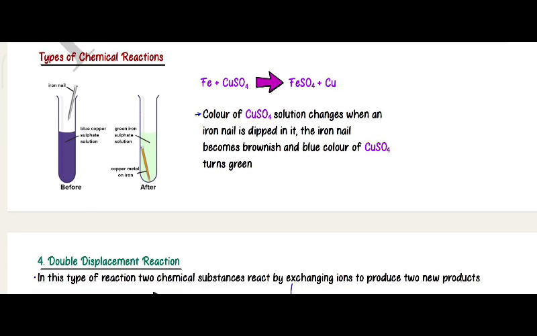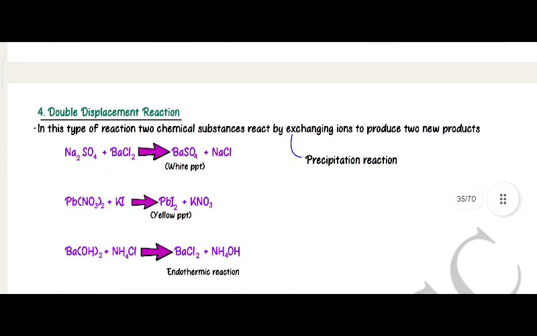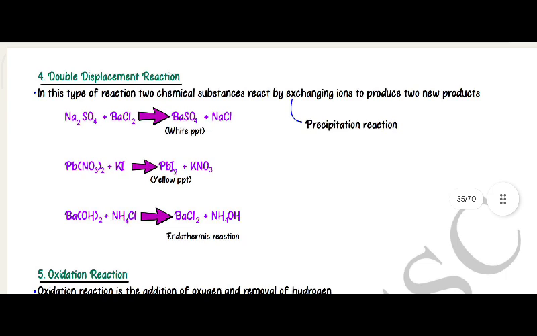Color of copper sulfate solution changes when an iron nail is dipped in it. The iron nail becomes brownish, and the blue color of copper sulfate turns green. Double displacement reaction: in this type of reaction, two chemical substances react by exchanging ions. It is a precipitation reaction, producing two new products.